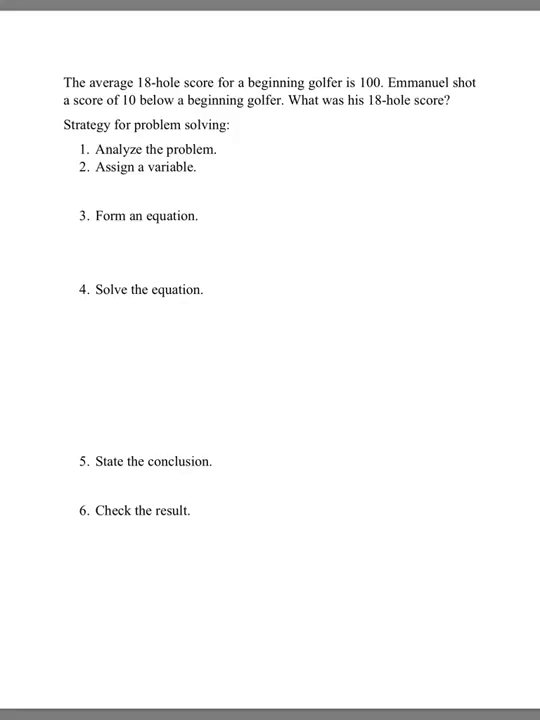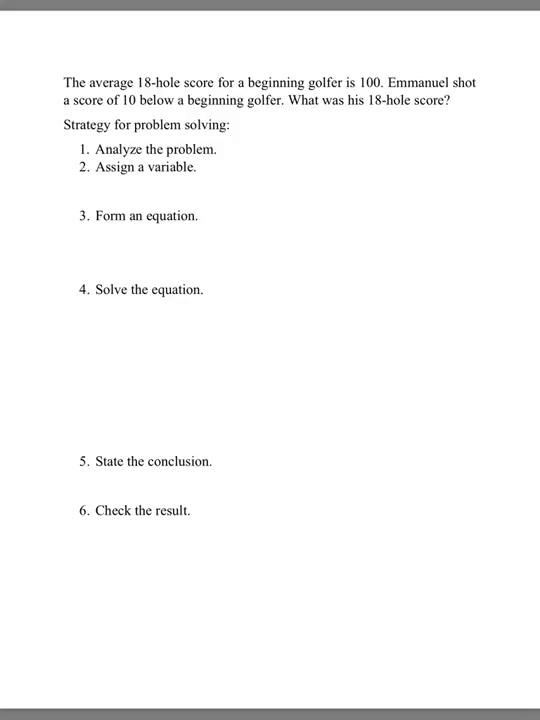Let us begin by reading the word problem out loud. The average 18-hole score for a beginning golfer is 100. Emmanuel shot a score of 10 below a beginning golfer. What was his 18-hole score?